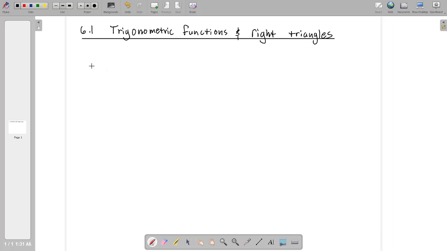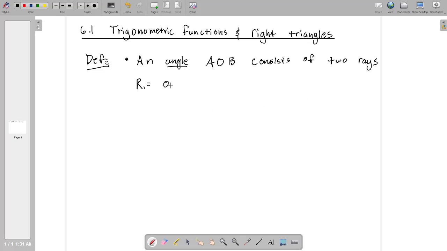All right, here we're going to start with quite a few definitions. An angle, AOB, consists of two rays, R1, which will be equal to OA, and R2, which is equal to OB, with a common vertex O. So what this will look like will be here. We have one ray, and we have a second ray.